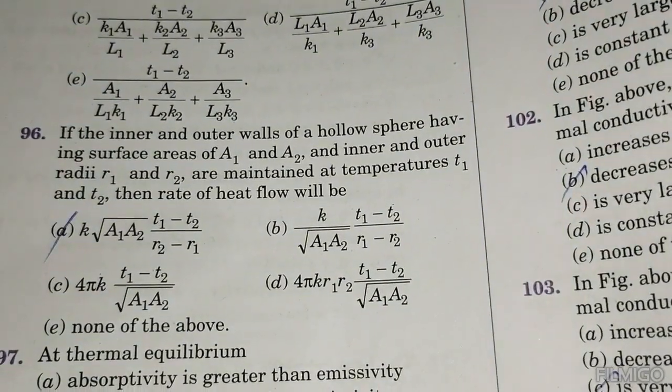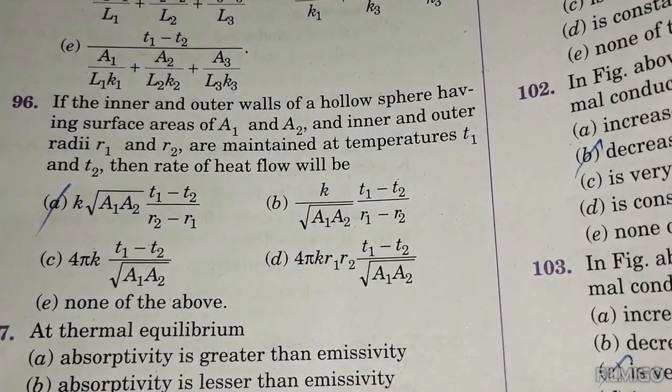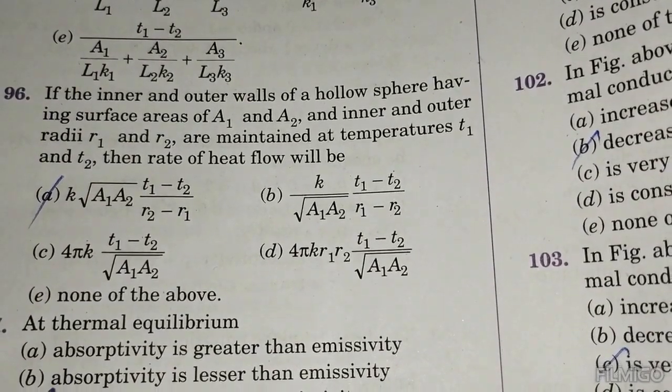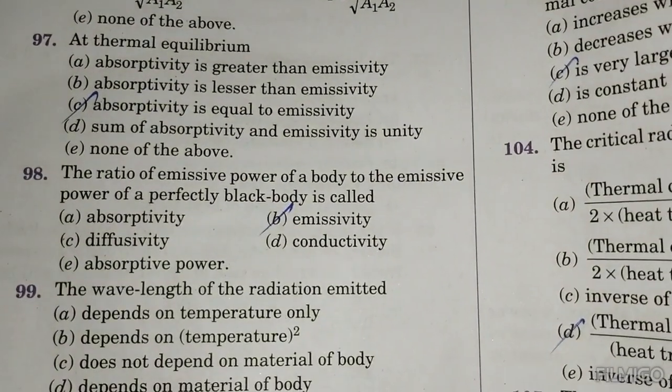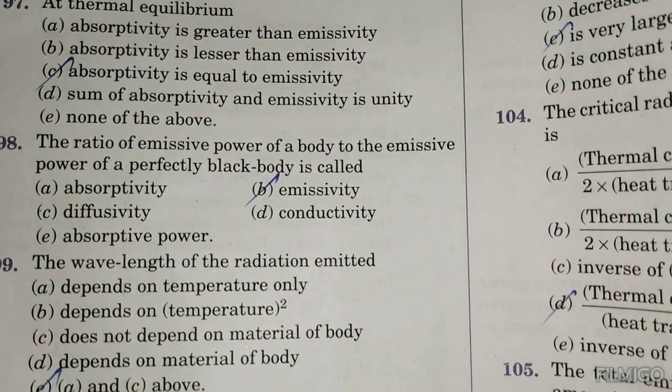For the inner and outer walls of a hollow sphere having surface areas A1, A2 and temperatures T1, T2, the heat flow will be K√(A1A2)(T1 − T2)/(R2 − R1). At thermal equilibrium, absorptivity is equal to emissivity. The ratio of the emissive power of a body to the emissive power of a perfectly black body is called emissivity.